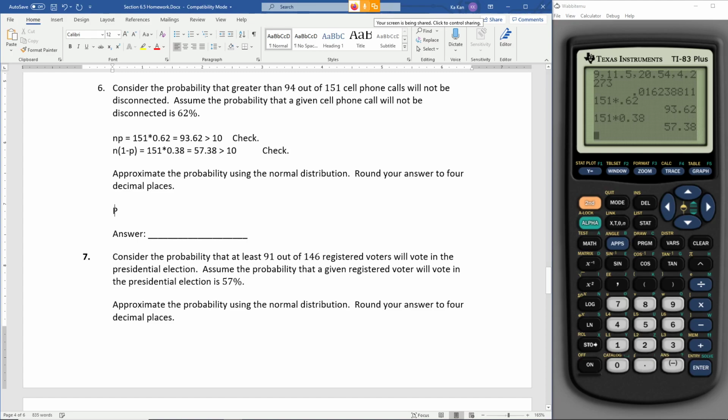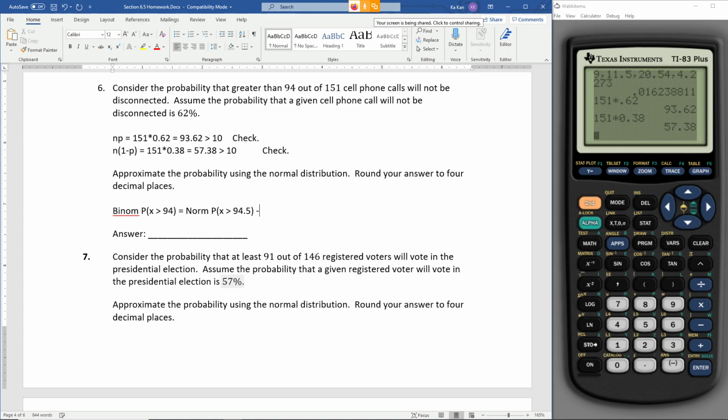Well, first, we want to know what is the binomial probability of x greater than 94. So x is bigger than 94. But then in normal distribution, that would be the probability of x bigger. So remember, you are strictly bigger than 94, so that'll be 94.5. That's where you start.